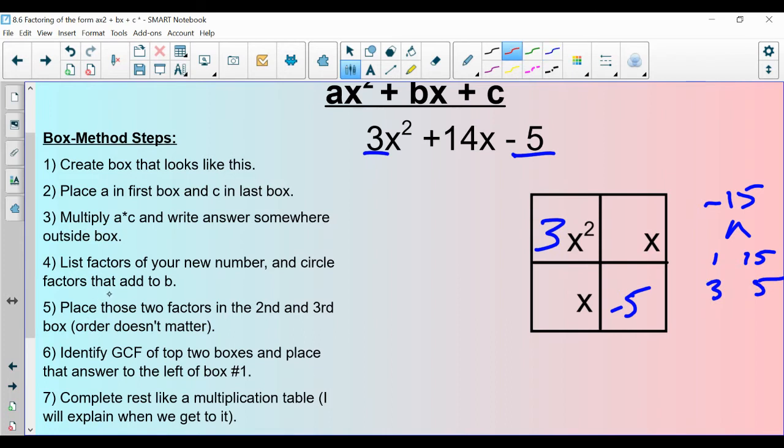Step 4, we have to finish step 4. Circle the ones that add to B. So how could I get either 1 and 15 or 3 and 5 to add to +14? Well, if the 15 is positive and the 1 is negative, now these things multiply to -15 and add to +14. So these are going to go in these two boxes, and the order in which I write them does not matter.